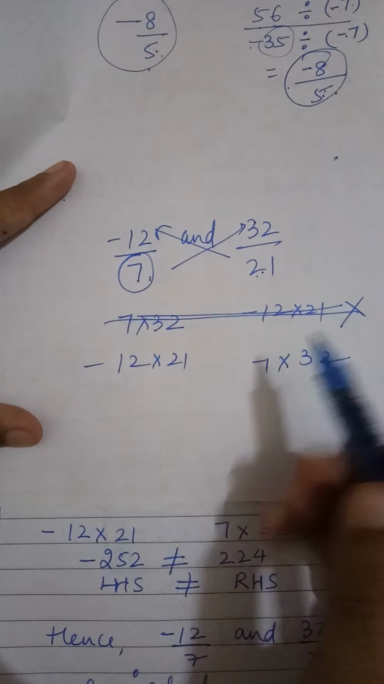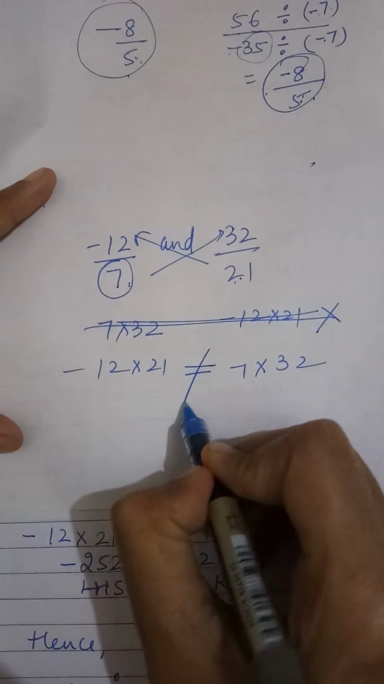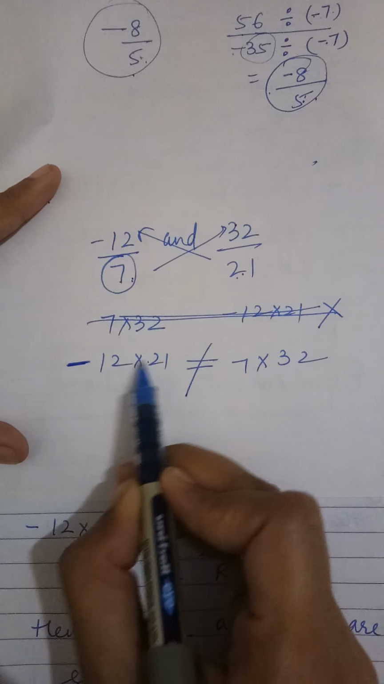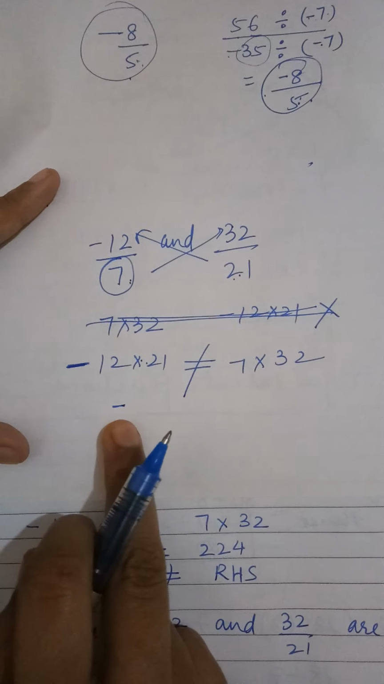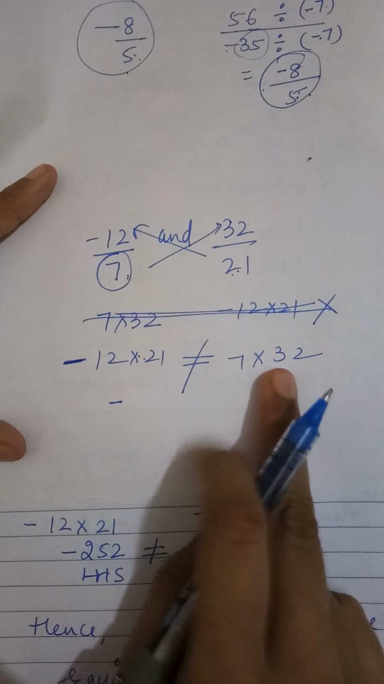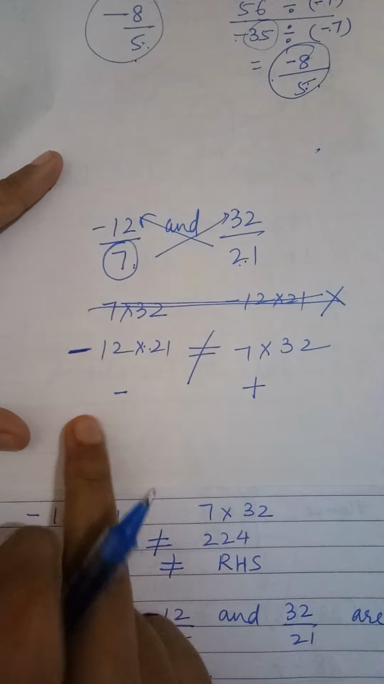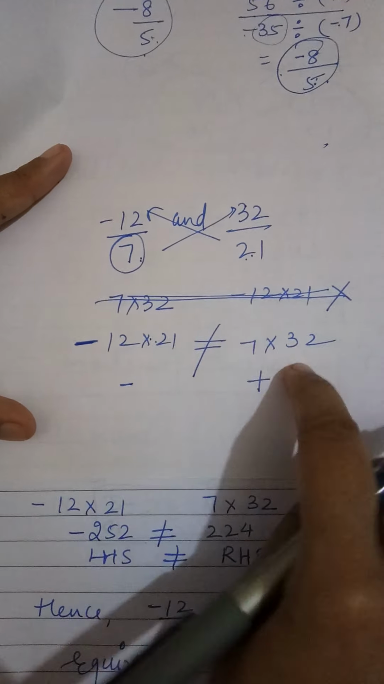Okay, now without even multiplying, I can tell that these two are not equal. Why? Because here the sign is minus and this is plus. Plus times minus is minus, so the value here will be negative, and here no negative sign is there, which means the value here will be positive. There the negative sign is there, here the positive sign is there. So these two are not equal.